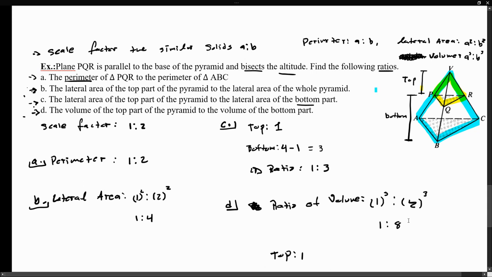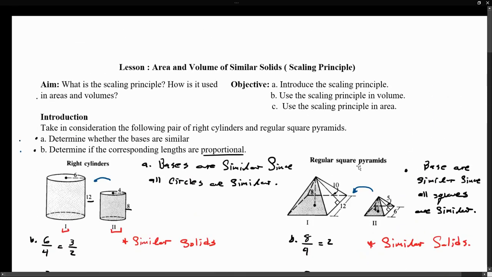And this is due to the fact that the scaling principle is present in all similar solids. And with this, it concludes our lesson on area and volume of similar solids with an emphasis on the scaling principle.